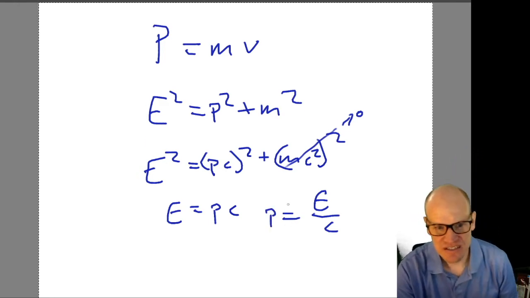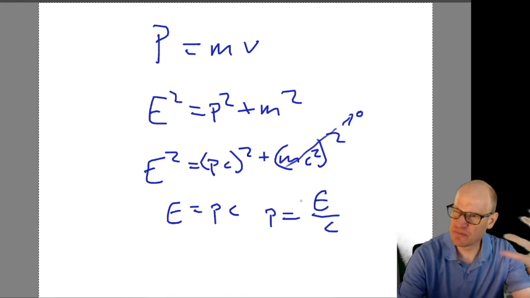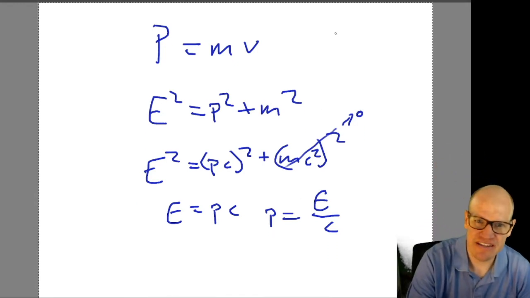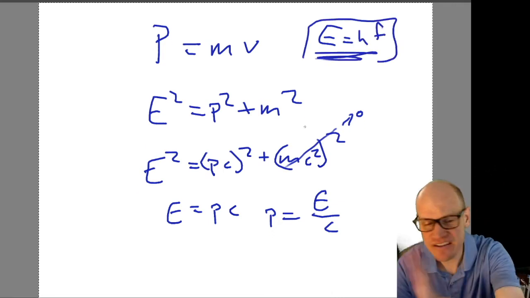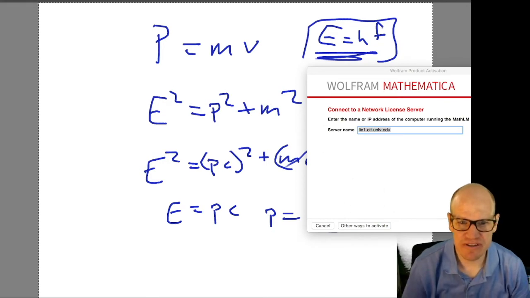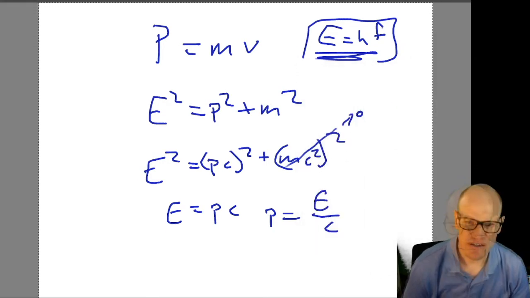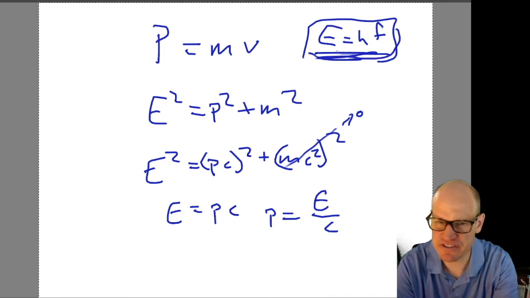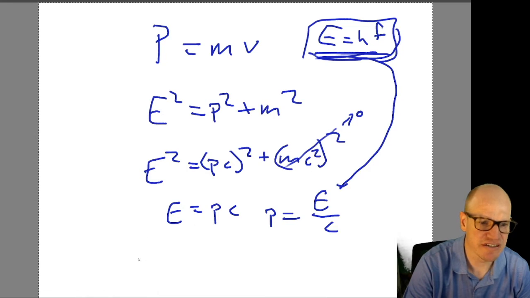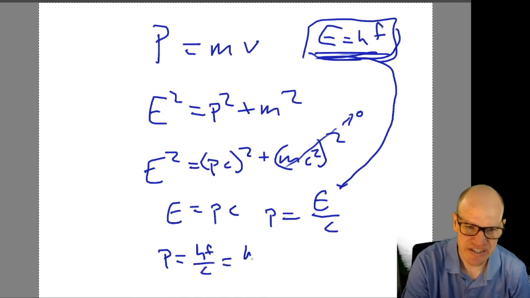Okay, what else do we know? We also know from Planck's formula that the energy of a photon is equal to hf. We get this E equals hf, and we have this P equals E over c. I can substitute these, because it's the same photon, so they have to have the same energy. I can substitute this one in here, and I get that the momentum of a photon is hf over c, which is also equal to, if I rewrite this, h over lambda, where lambda is the wavelength.